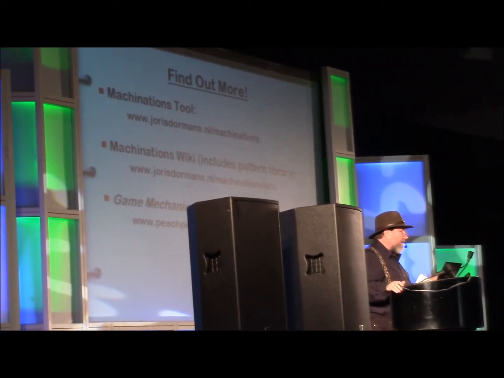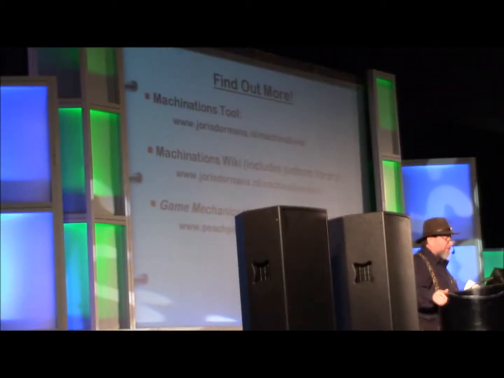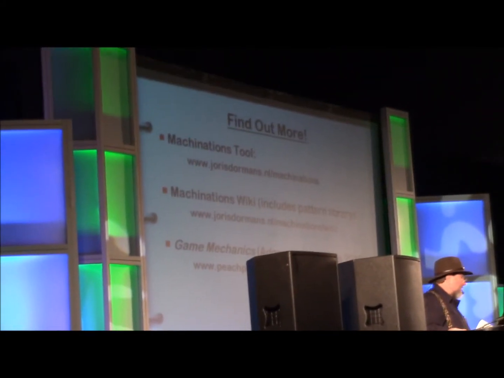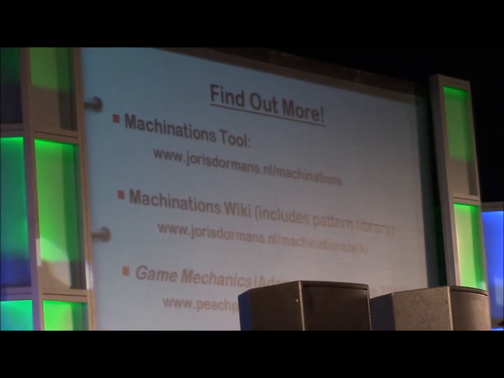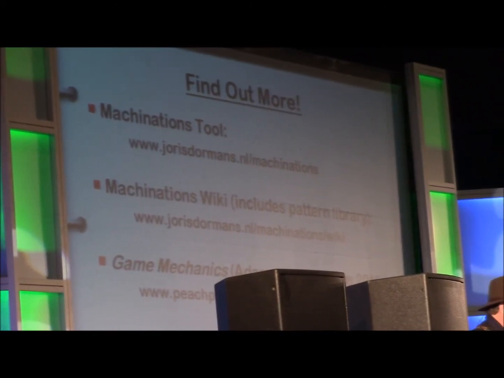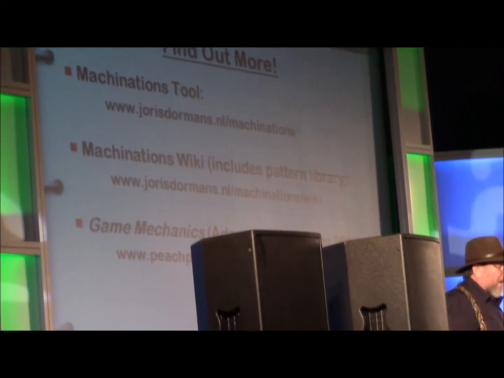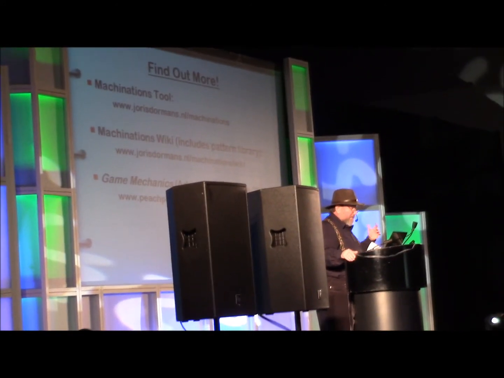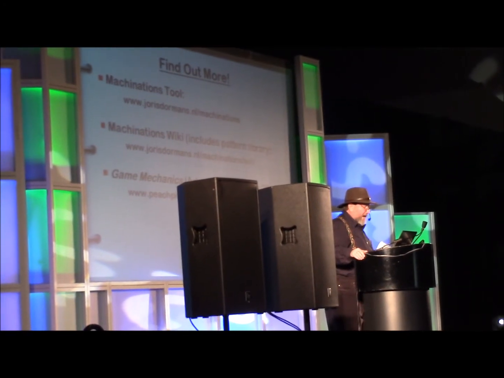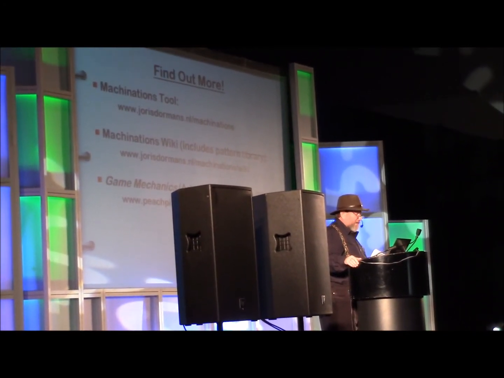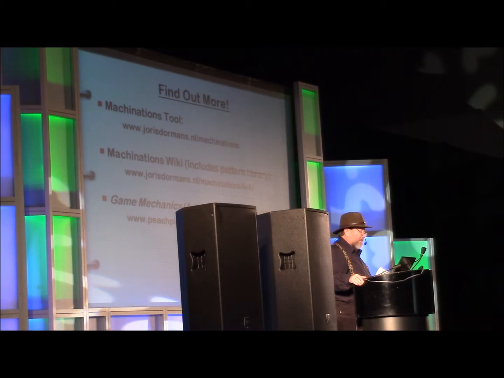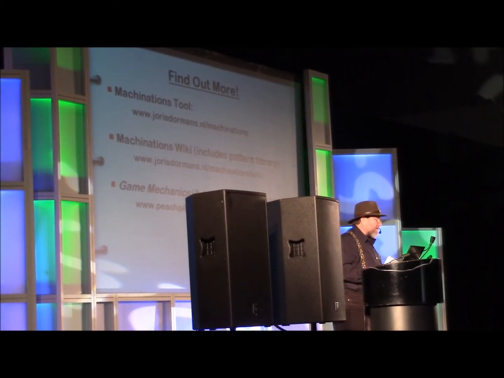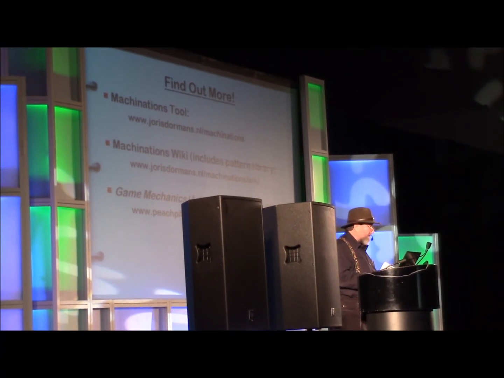So this is where you can find out more about it, if you're interested: jorisgormans.nl/machinations is where it all is. As I say, it's all free. You can't download the source code. It's not open source, but you can download the Shockwave file. There's a wiki that is full of tons of examples, which you can see at Machinations/wiki. And then our book is available at Peachpit. That's our publisher, peachpit.com/gamemechanics.